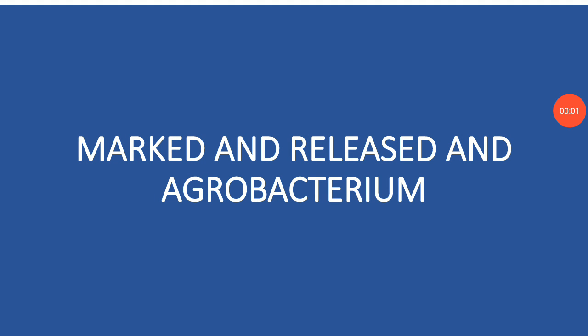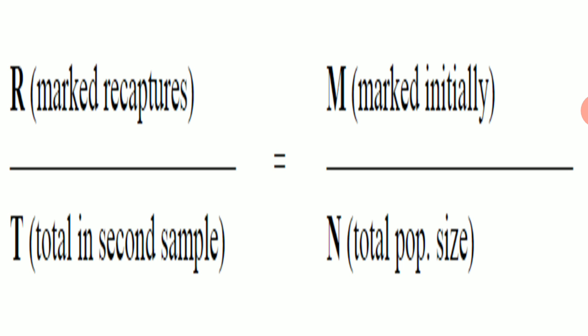Dear friends, I will discuss some of the questions relating to mark and recapture and some regarding Agrobacterium tumefaciens. This is the formula: R upon T is equal to M upon N, where R is the marked and recaptured, T is the total in the second sample, M is the marked initially, and N is the total population size.